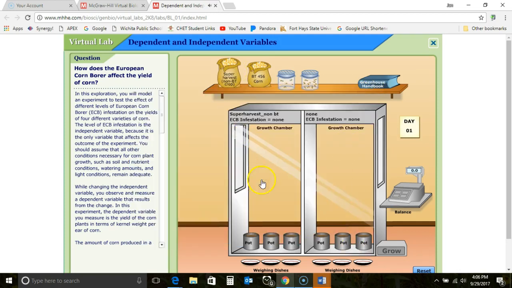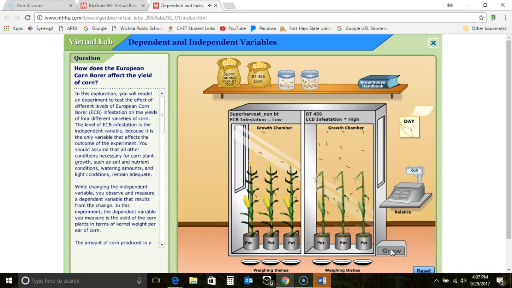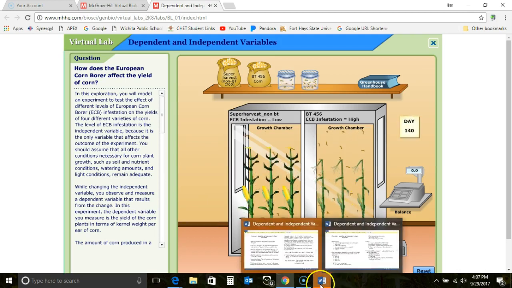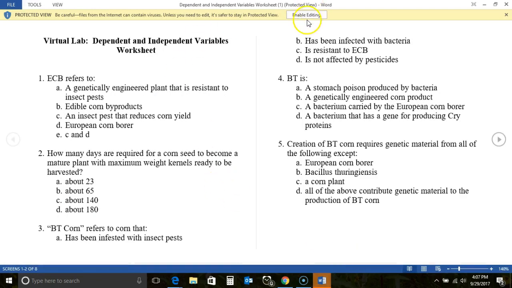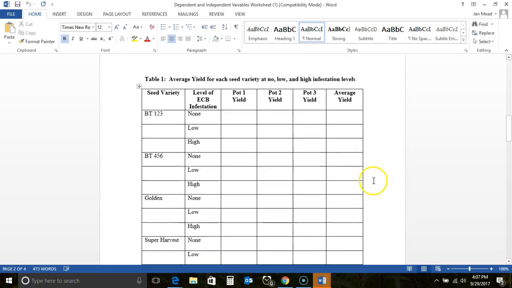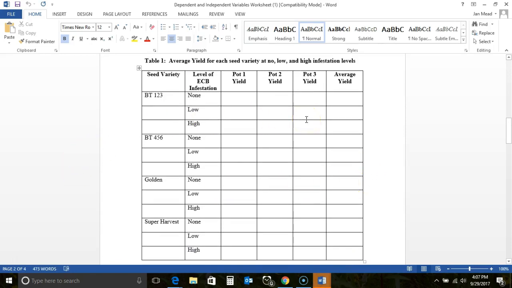So you're growing corn. You can grow 2 different types of corn. You can infect them with a low level of borers, and then here's a high level of borers, and you can make it grow over 140 days. And then the students have to fill out charts here, and they're learning how to, let's see if this is the chart. Yep, here we go. So this comes with the lab.